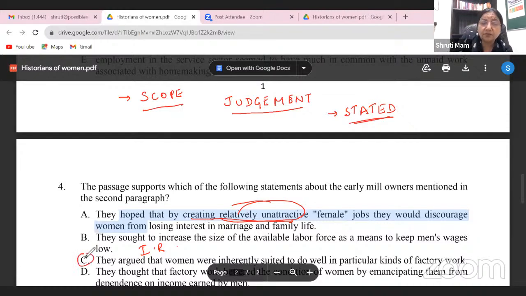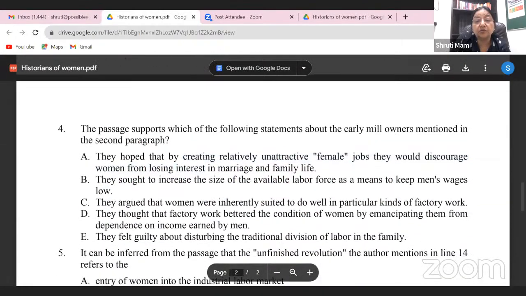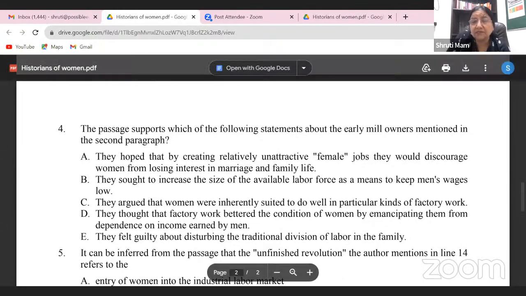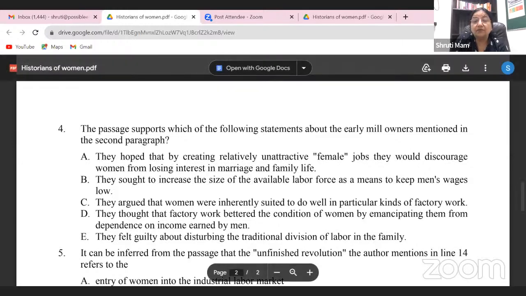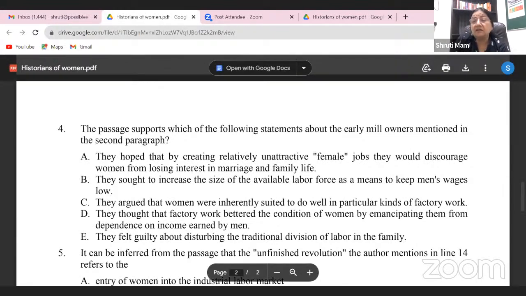I am keeping my C option, but let's see whether D and E make better sense. They thought that factory work bettered the condition of women. No, they never thought that, because the jobs were low paid and less secure. There is no correlation like this cited, so this can go. They felt guilty. The tone is nowhere near guilt, so D and E are eliminated. Now my answer turns out to be C, for the fourth one.